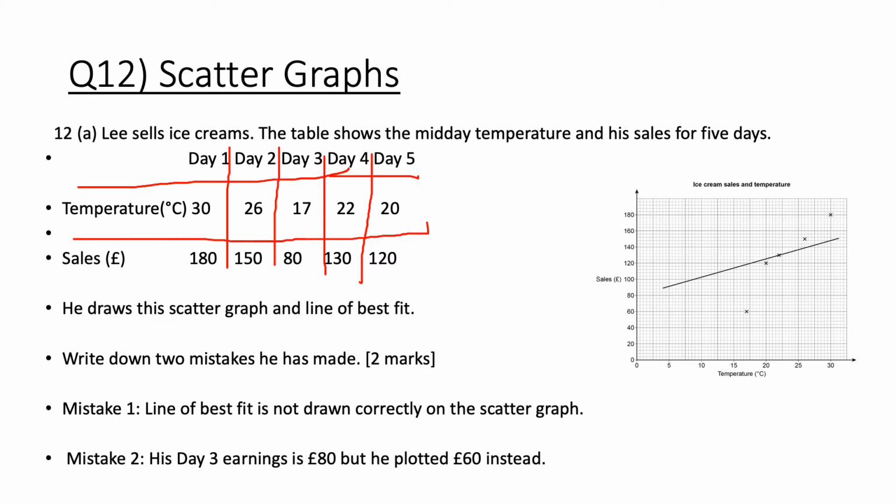He draws this scatter graph and line of best fit. Write down 2 mistakes. Firstly, the line of best fit is not drawn accurately. It should be drawn like this, something like that, probably a bit better, but something similar. And then his day 3 earnings was £80, but he put 60. If you look here, day 3 earnings was 17, but he put 60 instead of 80. So the point should have been there instead. They were his 2 mistakes.